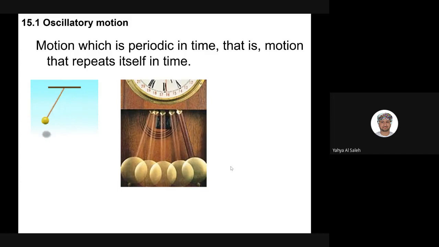Has anyone ever seen one of these big clocks which have a pendulum that goes left and right? I know it's 2021 and it's the digital age, but hopefully you would have seen one in your grandparents' house at one point or another. It's usually a long metal rod with a heavy brass plate towards the end. It goes left, right, and this left, right, left motion takes a very specific amount of time. That doesn't change.